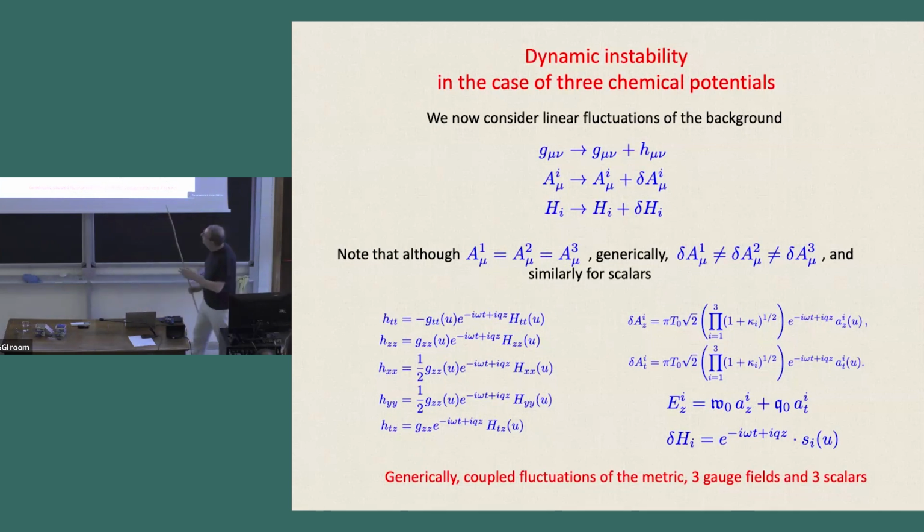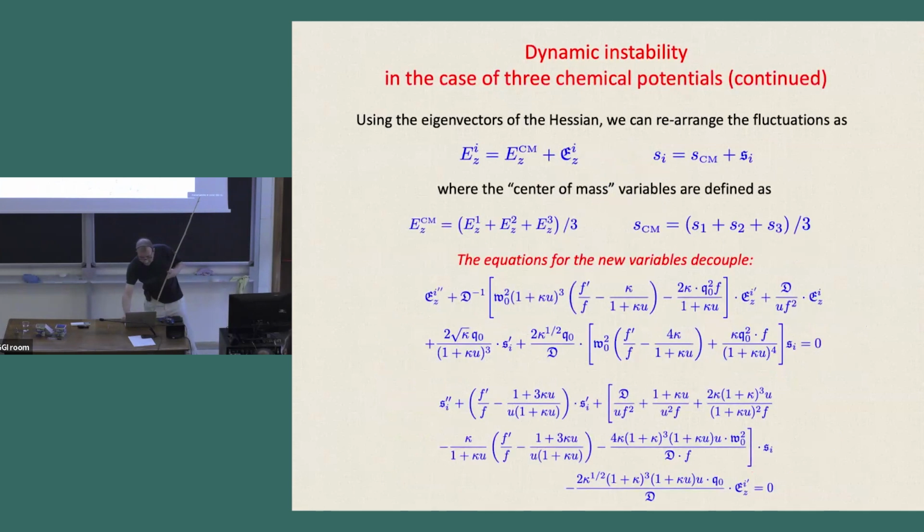But as anticipated by the Hessian eigenvectors, you can decouple them in the following way. This follows from the eigenvectors, but you can also see it in a different way. You can rearrange your fluctuations in the following formulas. You have the electric field, the U1 field, written in the following way. Introduce some variables which remind you of the center of mass: E1 plus E2 plus E3, divided by 3, and the same for scalars. And then consider your fluctuations on top of these center of mass variables.